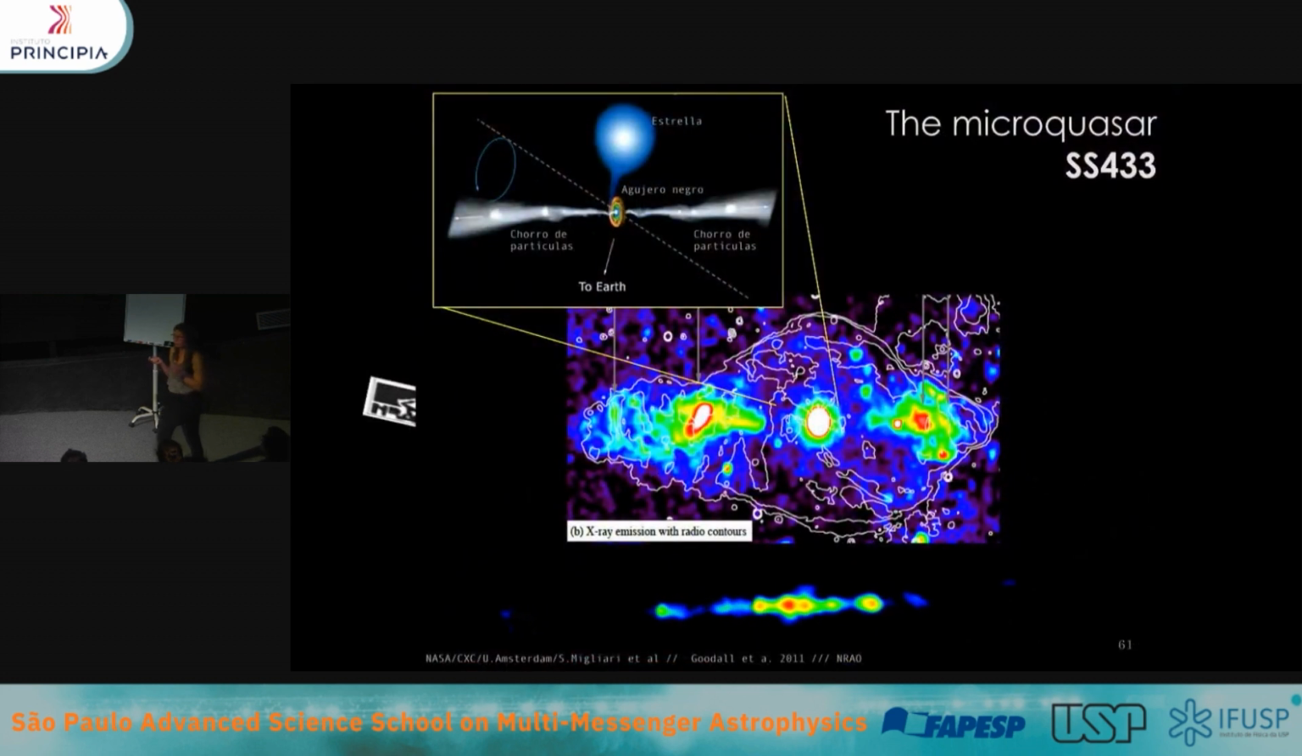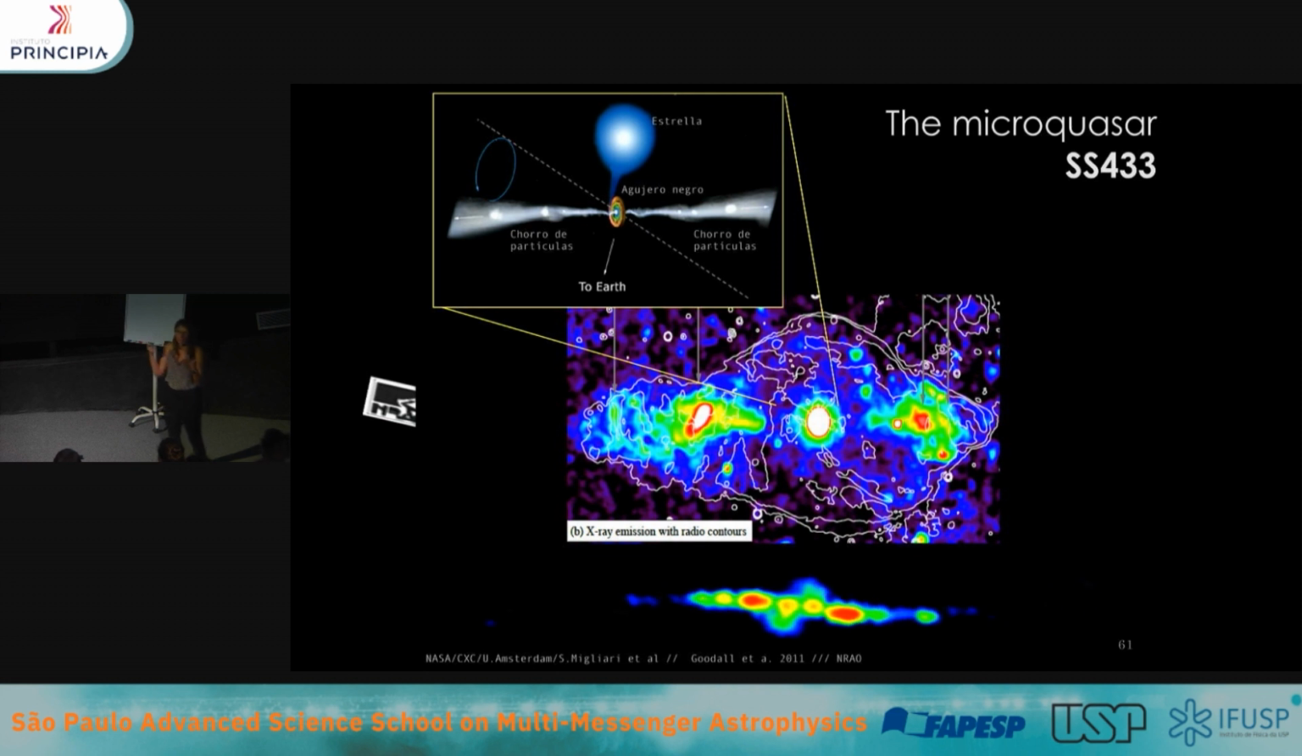But one of the highlights also, I would say, in the last few years, has been the detection of SS433. It's a microquasar that displays these two relativistic jets, which are steady. They are always there. It's accreting material from a companion star. This is a real radio image of the jet. And the system is inside a supernova remnant. And these jets are interacting with the supernova remnant in two points. Here you can see, I think these are the radio contours, and this is the X-ray emission.